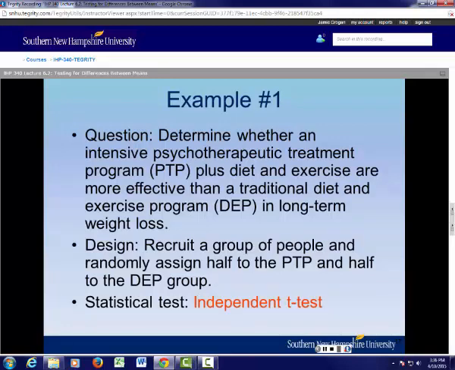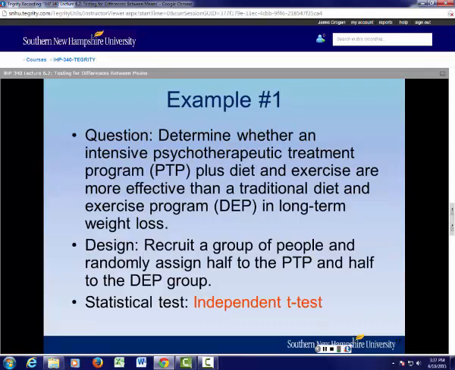This is going to be an independent t-test. It's a t-test because there are 2 groups. We're comparing diet and exercise to diet and exercise plus psychotherapy. It's independent because these people are unrelated. The people in the diet and exercise group are different people than the people who are also getting the psychotherapy. These are unrelated groups. The variable that's being measured, the outcome variable, is weight loss.